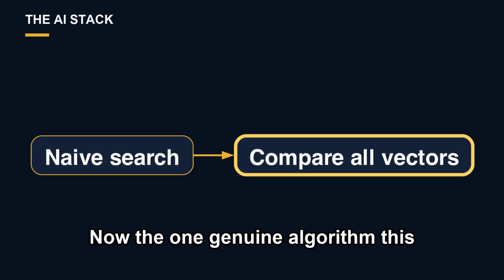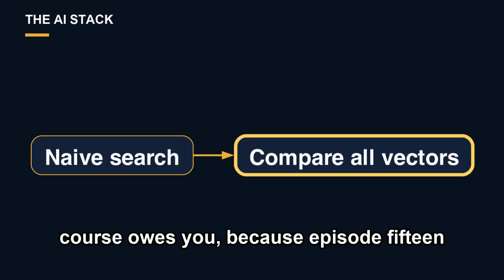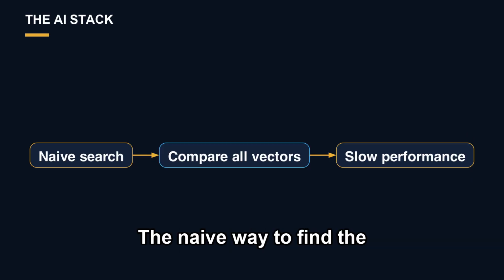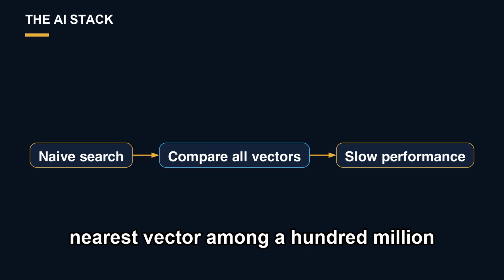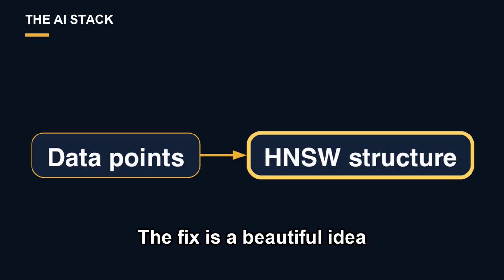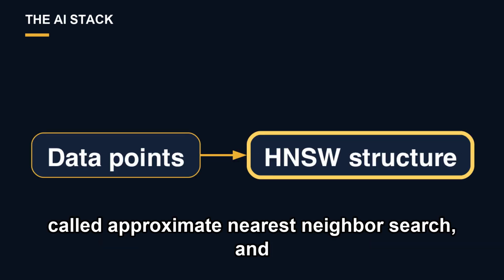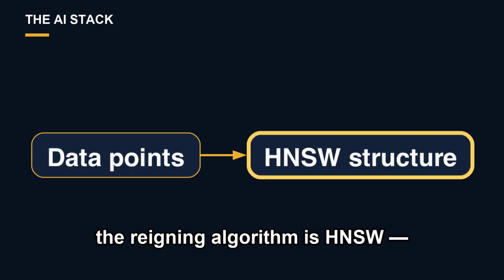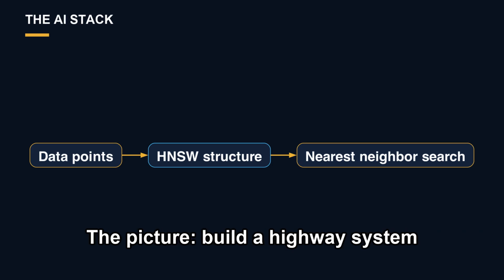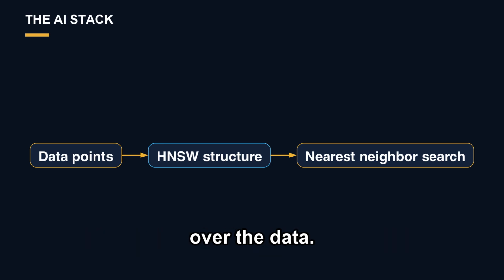Now, the one genuine algorithm this course owes you, because episode 15 promised the vector database was fast and deferred the how. Here is the how. The naive way to find the nearest vector among 100 million is to compare against every single one, linear time, unusably slow. The fix is a beautiful idea called approximate-nearest-neighbor search, and the reigning algorithm is HNSW, hierarchical navigable small world. The picture: build a highway system over the data.